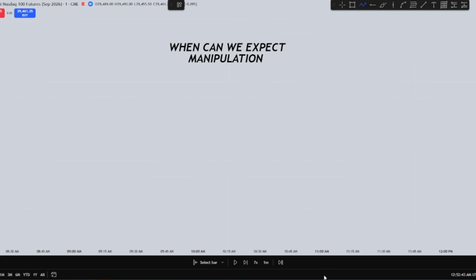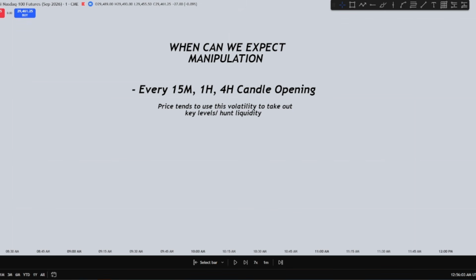Starting off with, when can we expect price to manipulate? Price is fractal, meaning it moves with the higher time frame candle openings. You can expect manipulation every 15 minute, 1 hour, or 4 hour candle opening. You could even look on the charts yourself. Every time a 15-minute or 1 hour or 4 hour candle opens, you can see the volatility rise. Now, price tends to use this volatility to take out key levels and hunt the liquidity.